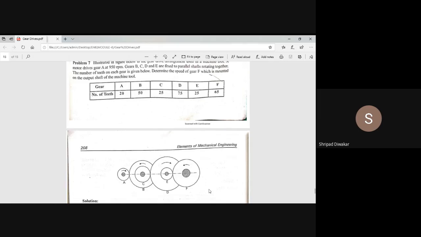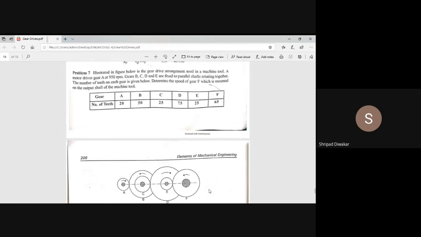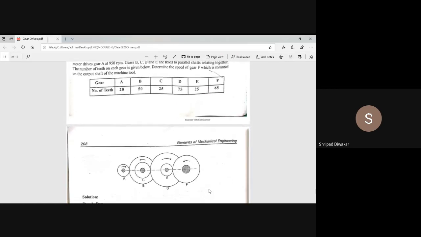Okay, A, B, C, D, they are in increasing order. A is 20, B is 50, that outer one. C is 25, D is 75, E is 25, and F is 65. So based upon that, they have given the arrangement. So from this diagram, we are going to find out.